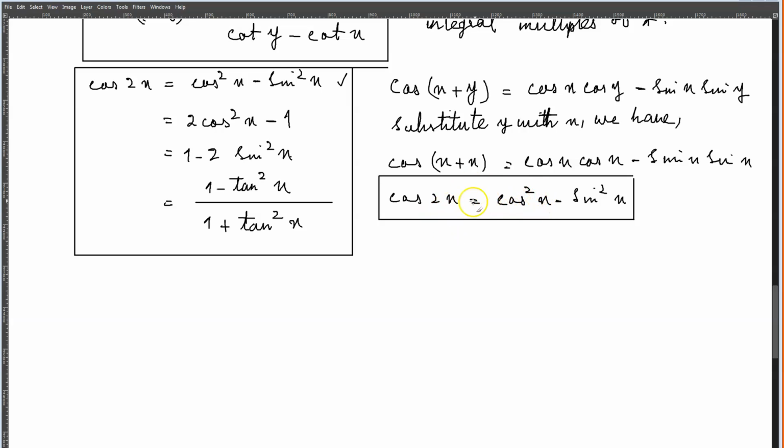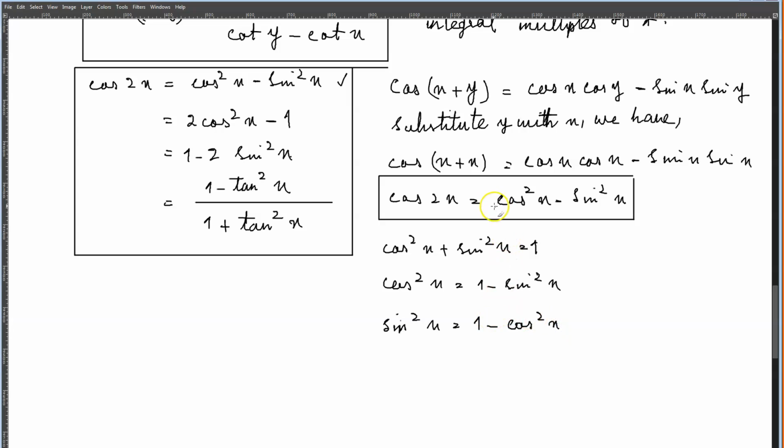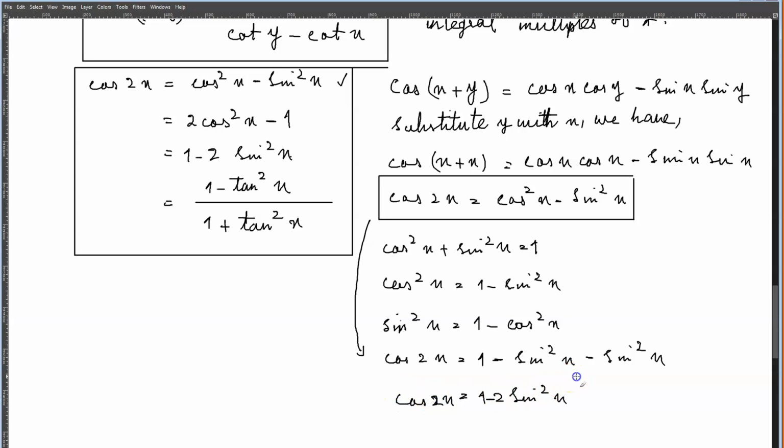The second one, of course, you know that cos squared x plus sin squared x is equal to 1. That means cos squared x is equal to 1 minus sin squared x, and sin squared x is equal to 1 minus cos squared x. So in this formula, if instead of cos squared x I write 1 minus sin squared x, and over here again I have minus sin squared x, then I have 1 minus 2 times sin squared x. And that is cos of 2x, which is this one over here.